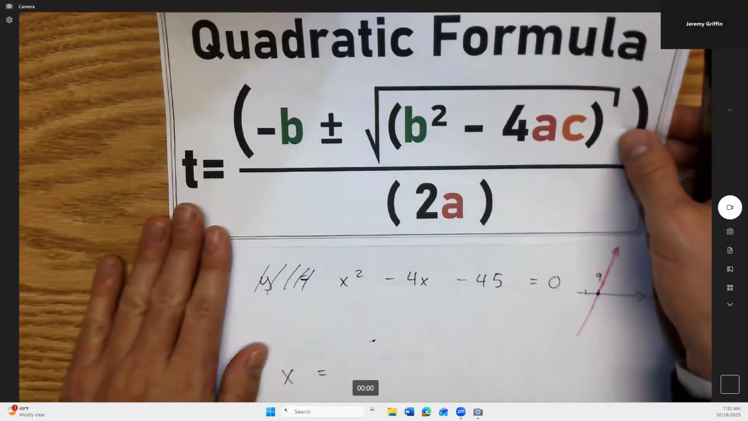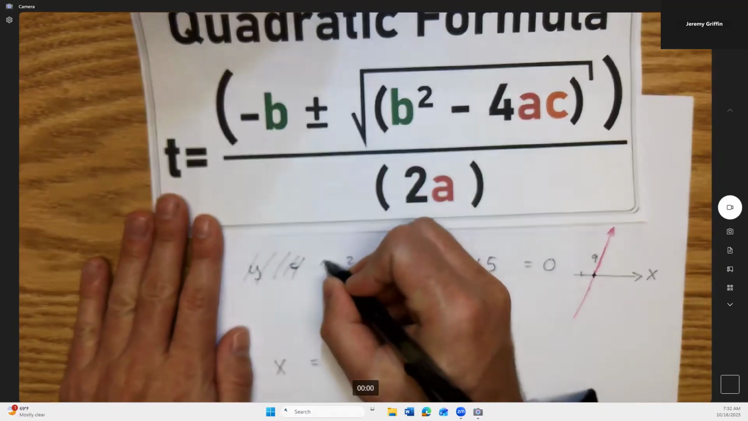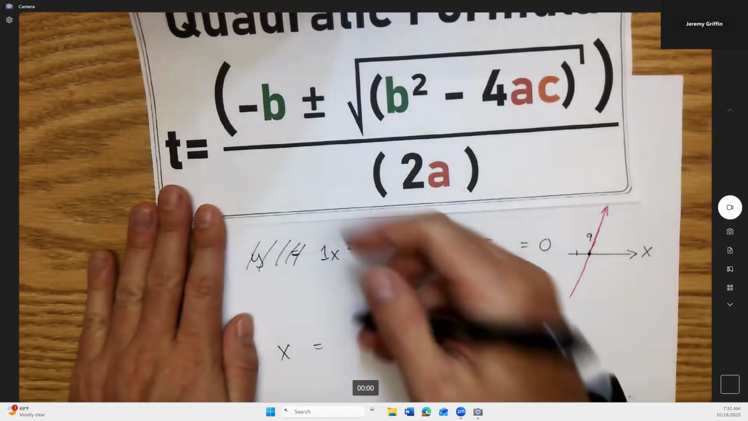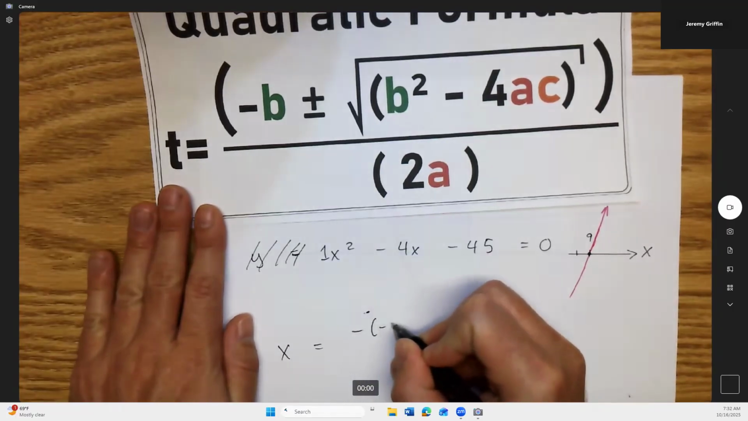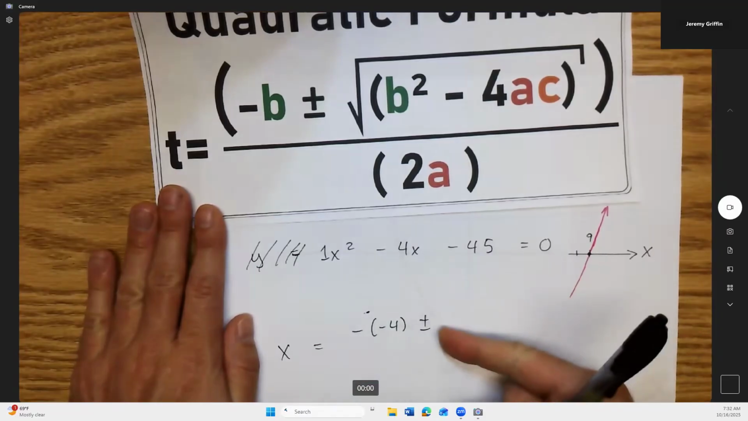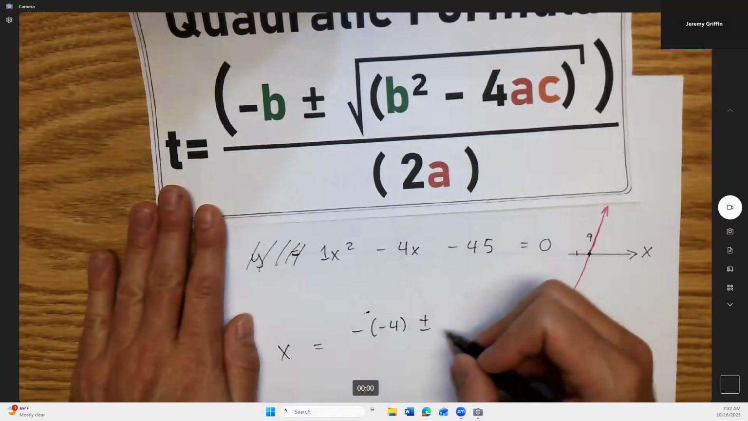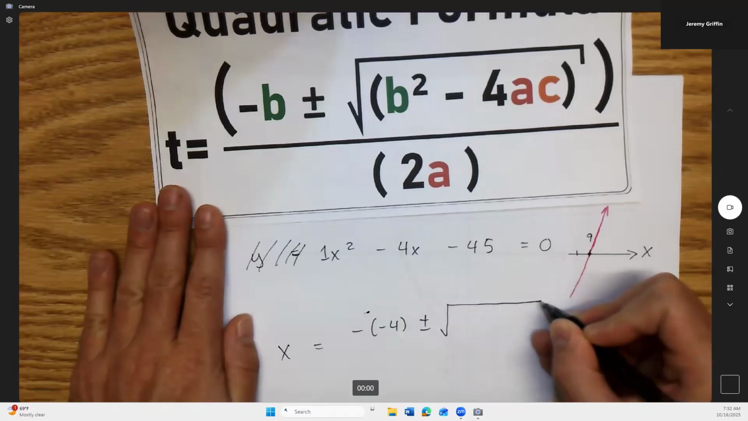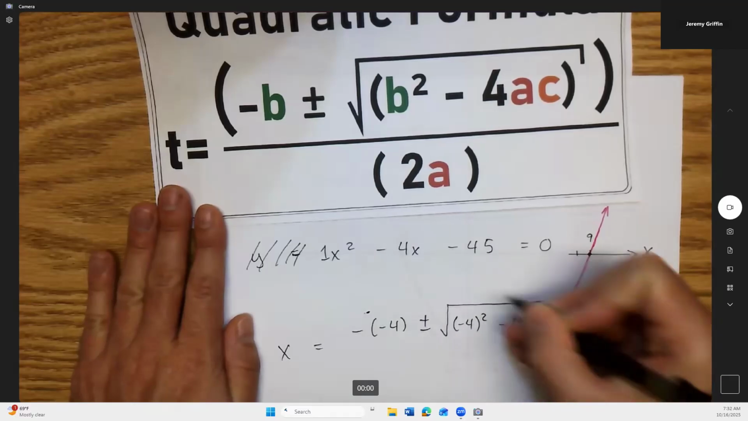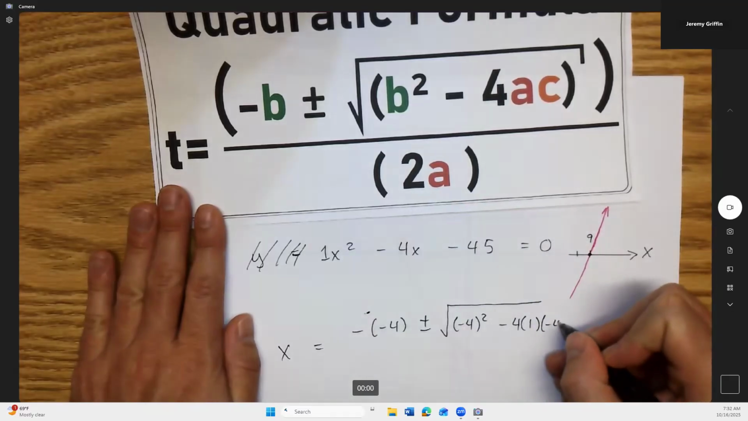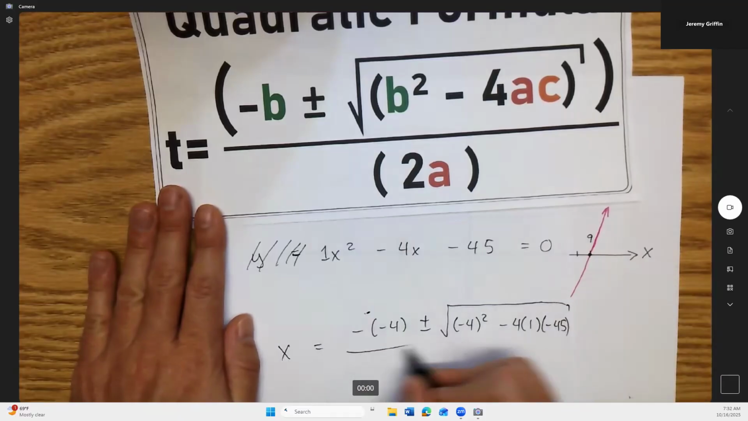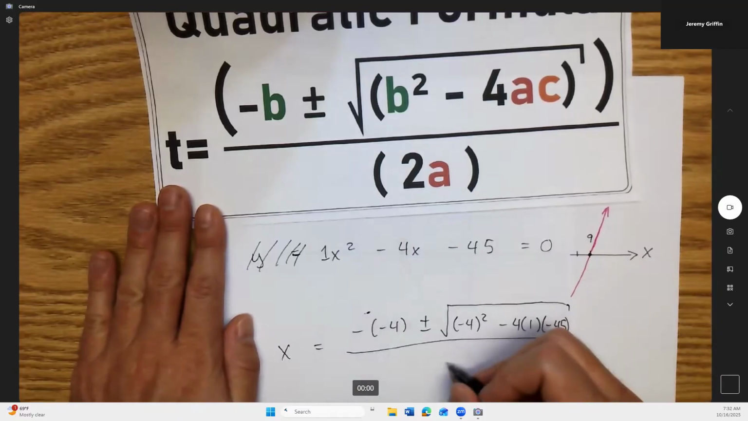So if I can get it there. So my A is 1, my B is -4, my C is -45. So it goes negative B, which is like -4, which is going to become positive. Now, plus or minus tells me I can potentially get two solutions out of this. Square root of B squared minus 4, A is 1, C is -45. It's all in my radical, all divided by 2a, 2 times 1.